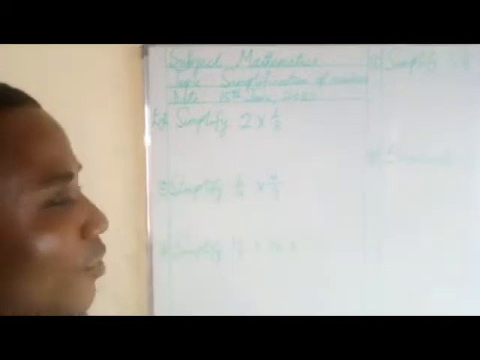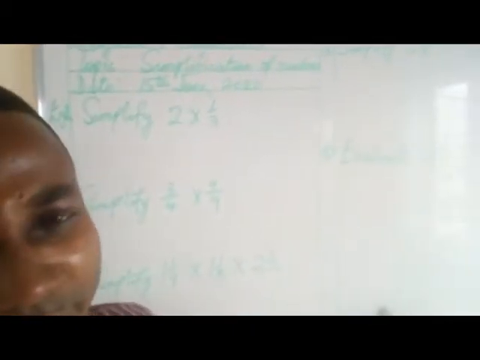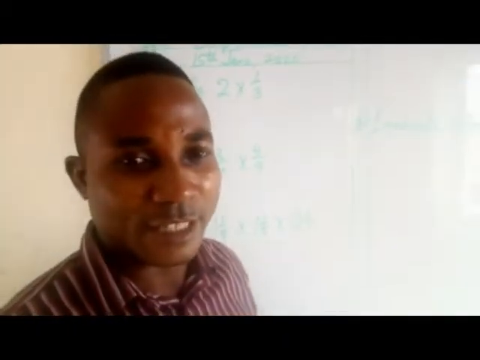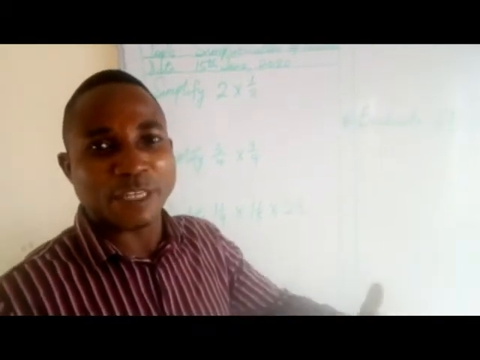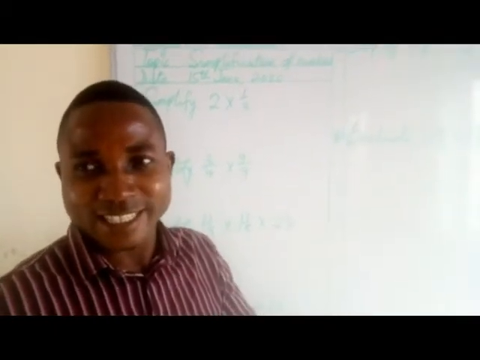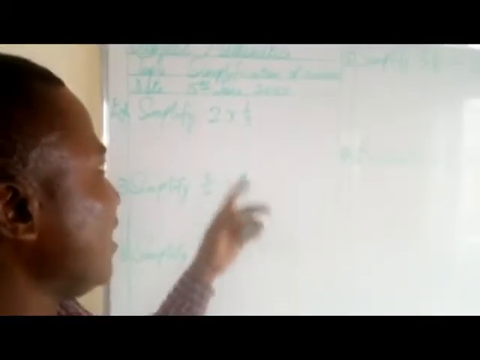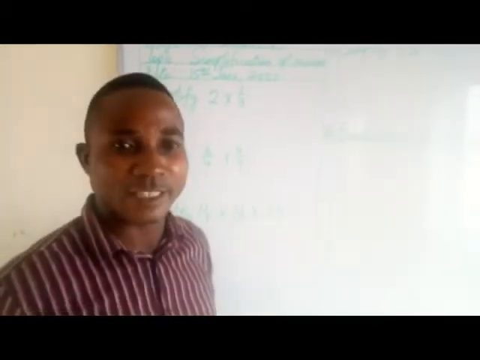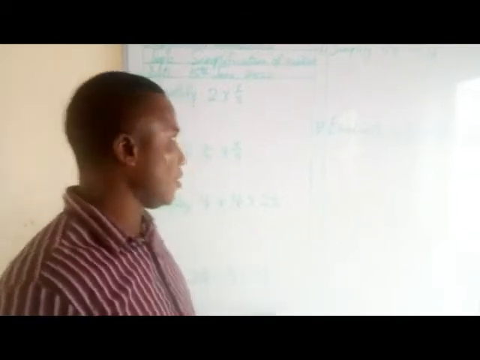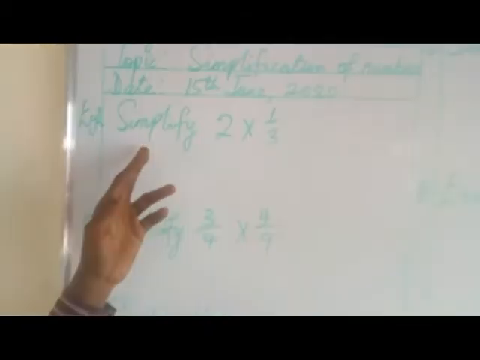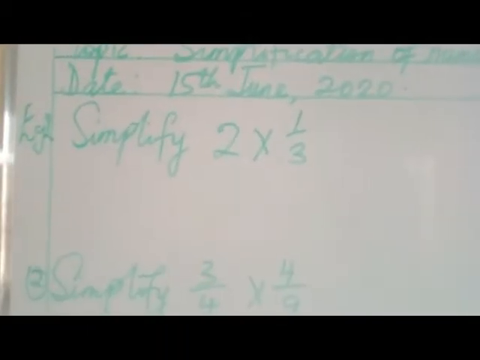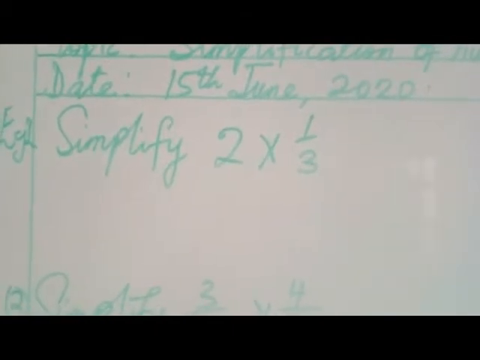In simplification of numbers, it means that the number is too big and we're going to reduce it. Just as the name implies, simplify means to make it small, to make it simple for anybody to understand. So in this case, it has to do with the multiplication and division of fractions. Example 1 says, simplify 2 times 1/3.